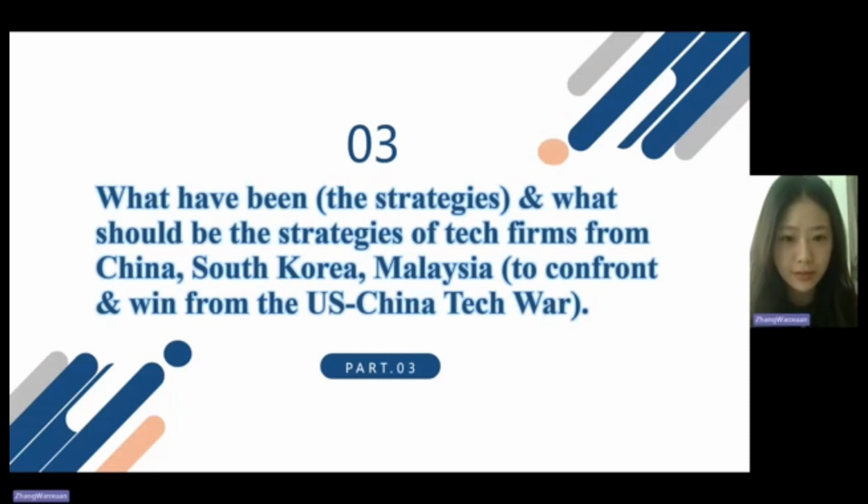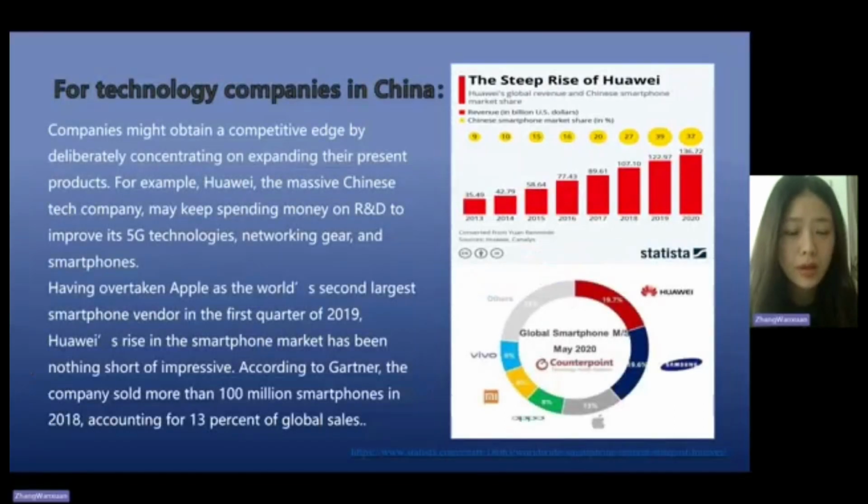What should be the strategies of tech firms from China, South Korea, Malaysia to confront and win from the US-China tech war? For technology companies in China, companies may obtain a competitive edge by deliberately concentrating on expanding their present products. For example, Huawei, the massive Chinese tech company, may keep spending money on R&D to improve its 5G technology, networking gear, and smartphones, having overtaken Apple as the world's second largest smartphone vendor in the first quarter of 2019. Huawei's rise in the smartphone market has been nothing short of impressive. According to Gartner, the company sold more than 100 million smartphones in 2018, accounting for 13% of global sales.